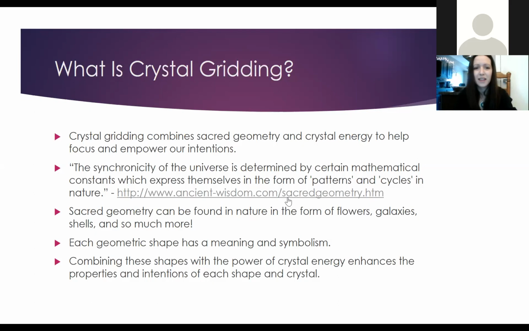So I got this quote from a website I was looking up about sacred geometry, and I thought it was just so cool. Hold on one second, I'm going to read it. I just need to move my screen. The synchronicity of the universe is determined by certain mathematical constants which express themselves in the form of patterns and cycles in nature. So that's what sacred geometry is. We find it in pretty much everything. It's a mathematical expression that forms a pattern.